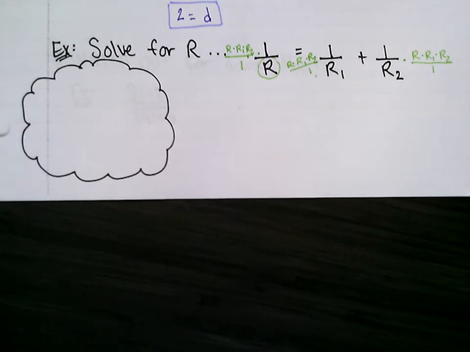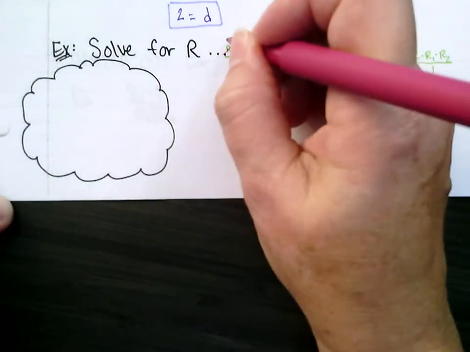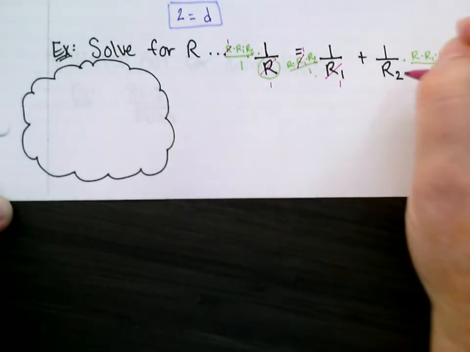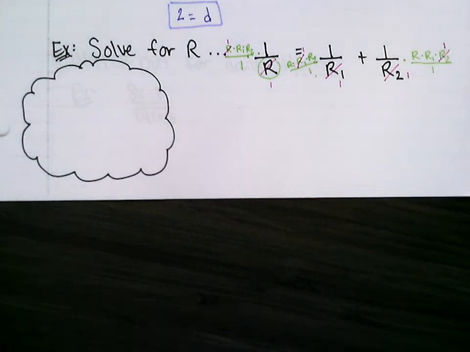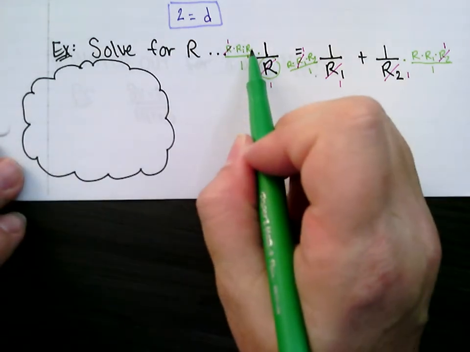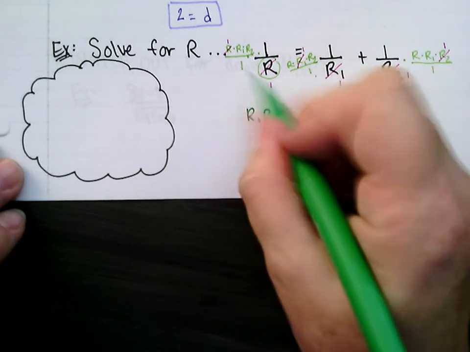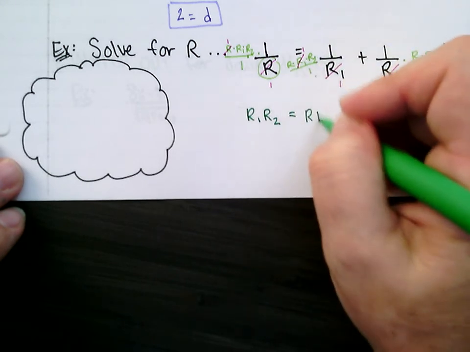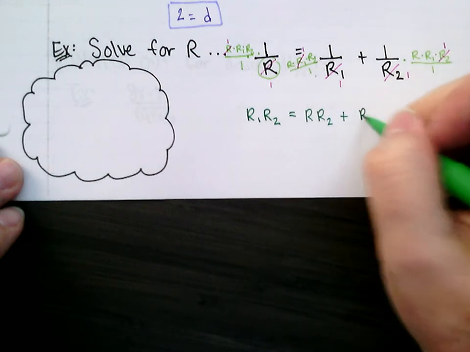Then I'll go through and simplify what I can. So here I've got that R cancels with that R, leaving me 1s in their place. R sub 1 cancels with R sub 1. And R sub 2 cancels with R sub 2. Then when we multiply our fractions, remember we go straight across. So 1 times R1 times R2 times 1 will be R1, R2 over 1 equals R times R2 over 1 plus R1.